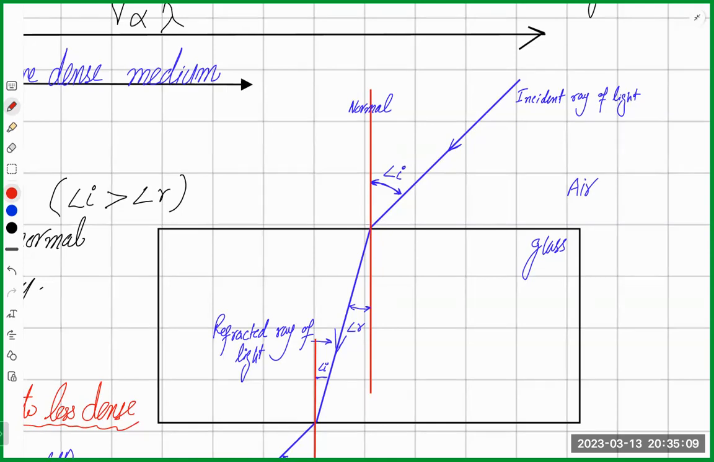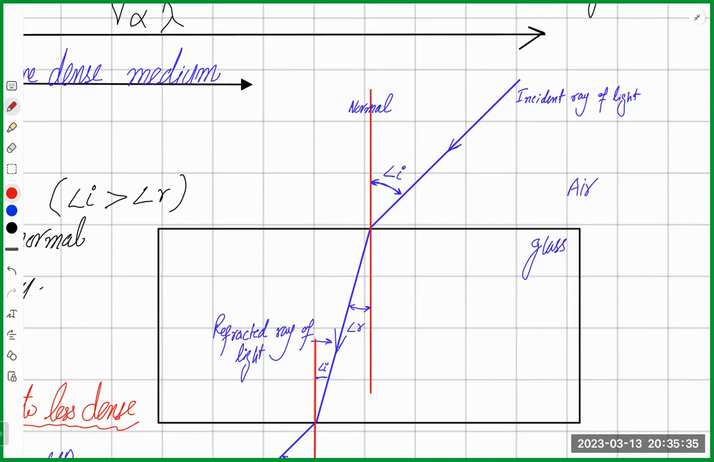When a wave goes from one medium to another medium, if wavelength decreases, speed decreases. Speed decreases, angle from the normal decreases. So all these three things are synchronized with one another. They are directly proportional to one another because they all change in the same ratio.